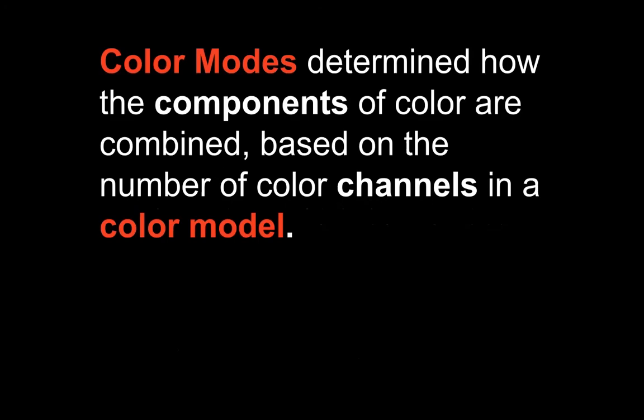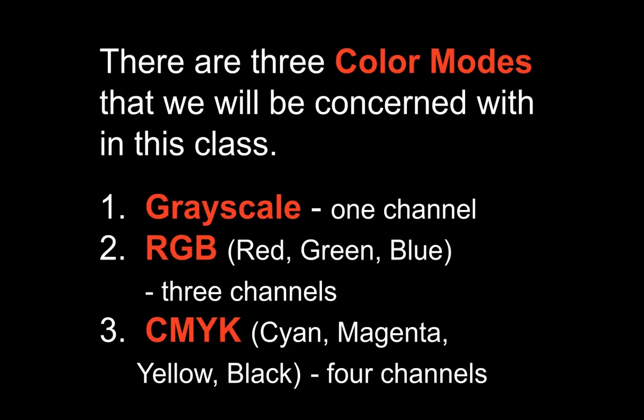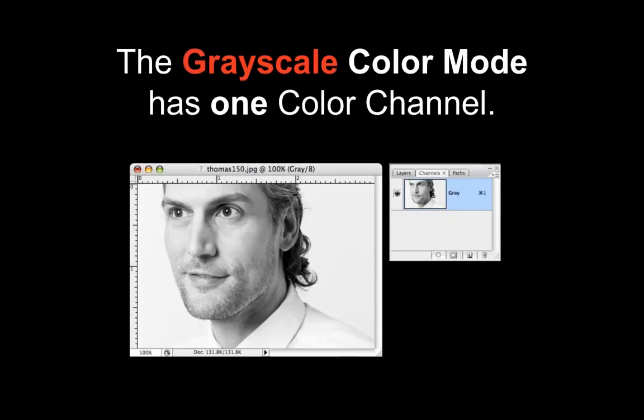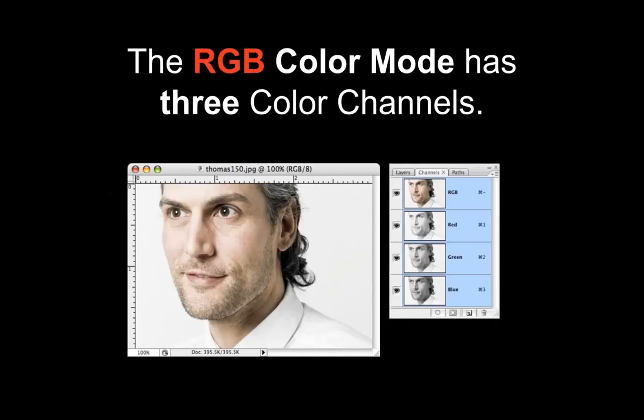Color modes determine how the components of color are combined based on the number of color channels in a color model. There are 3 color modes that we'll be concerned with in this class. That is grayscale, 1 channel; RGB, 3 channels; and CMYK, cyan, magenta, yellow, black, 4 channels, which is quite typical for printing. The grayscale color mode has 1 color channel. RGB mode has 3 color channels, which you are also able to separate in your panels in Photoshop.